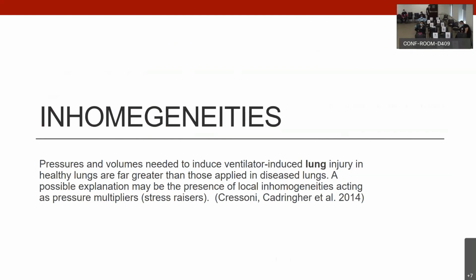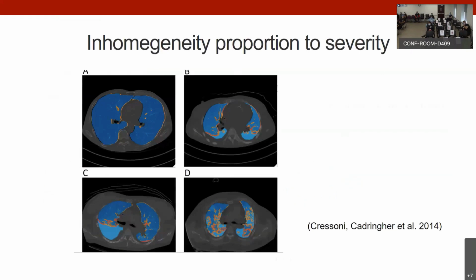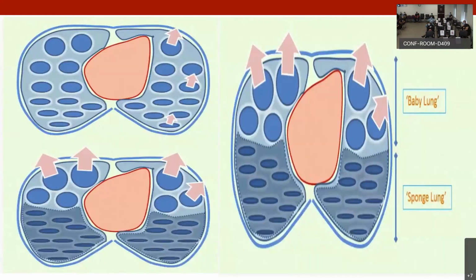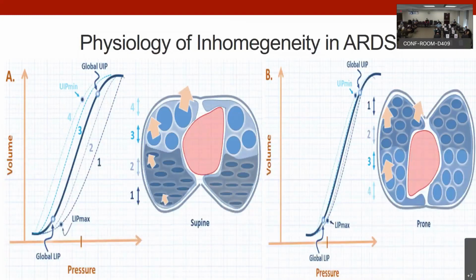So what they found is that the more inhomogeneity you have, the more stress at any given tidal volume you're going to cause on the healthy lungs. That's going to lead to more inhomogeneity. So it's a vicious cycle, right? It's going to be a vicious cycle. And I'll show you an illustration that really cements that. I was going back to the baby lung concept, but let me find the image that I was talking about.